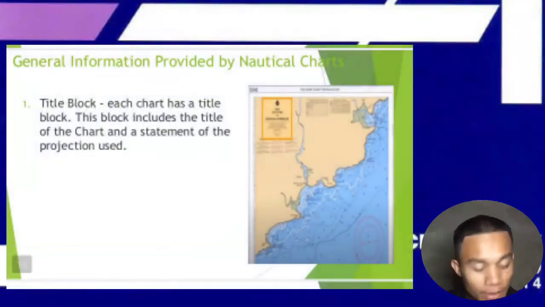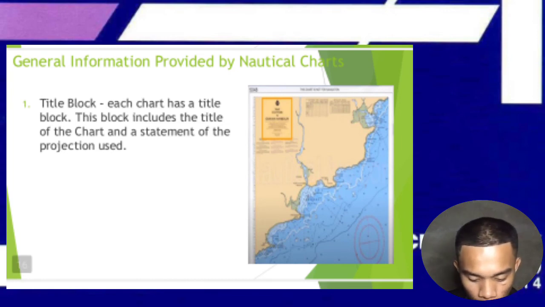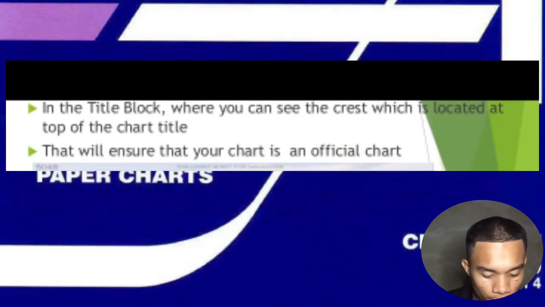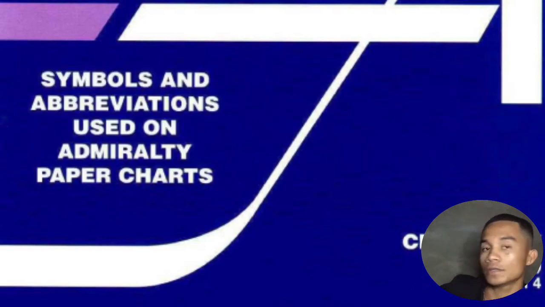General information for reading nautical charts. Title block: the chart has a title block. This block includes the title of the chart and a statement of the projection used. In the title block you can see the crest, which is collocated at the top of the chart title. And these are all the nautical publications, symbols, and abbreviations.